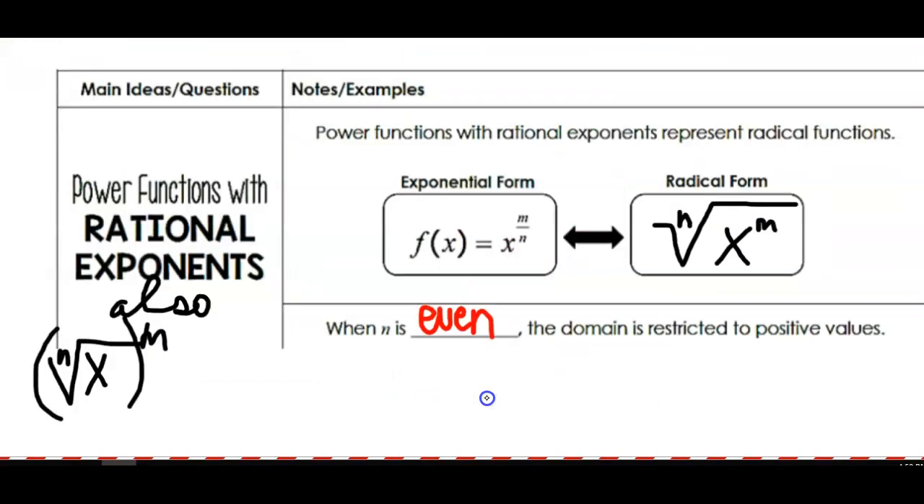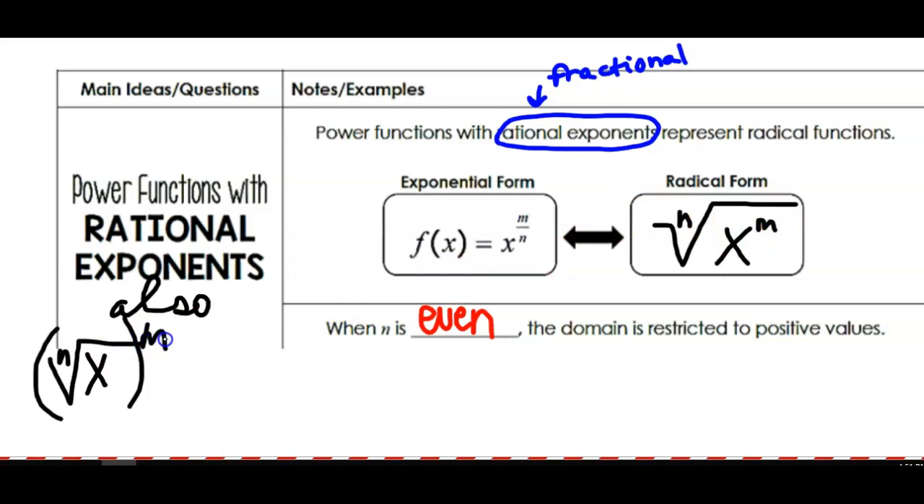All right, I started this slide for you. Power functions with rational exponents. This means fraction exponents, okay? Usually we say that as fractional exponents can be written as radical functions. Now there's two ways you can write this. The bottom number is always the root. The top number, the m, can go inside the radical or outside the radical.